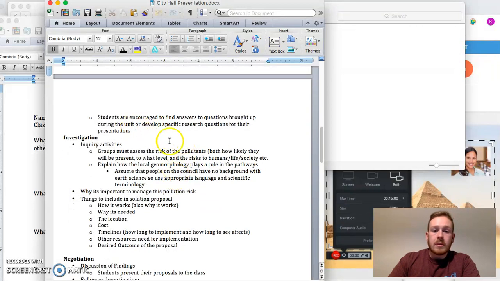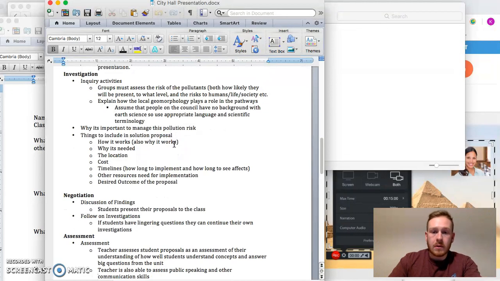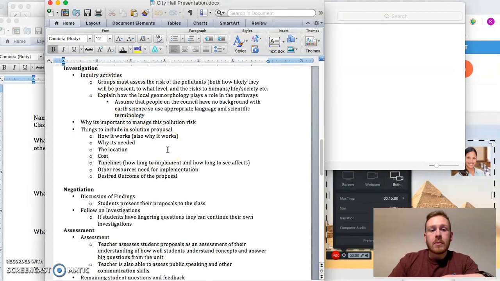With that, students should really be asking their own questions again that they should seek to answer, or already have the answers to the questions they've been asking the entire unit and present those in this. As far as the actual investigation and the inquiry behind it, groups need to assess the risk of pollutants, how likely they're going to be present, the amount and what the level of damage could potentially be, the risks to human life, to farm life, to society, anything like that, and then explain how the local geology plays a part in that, interacting with the water cycle.